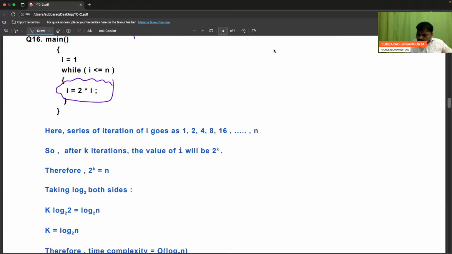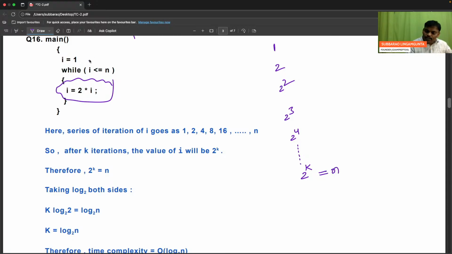So see this one. Initially I value is 1. Next it became double, 1 into 2, 2. Next time it became double, 2 into 2, 2 square. Next time 2 square into 2, 2 cube. Next time 2 cube into 2, 2 power 4. Let us assume I continued k times, it became 2 power k. Assume this became n.